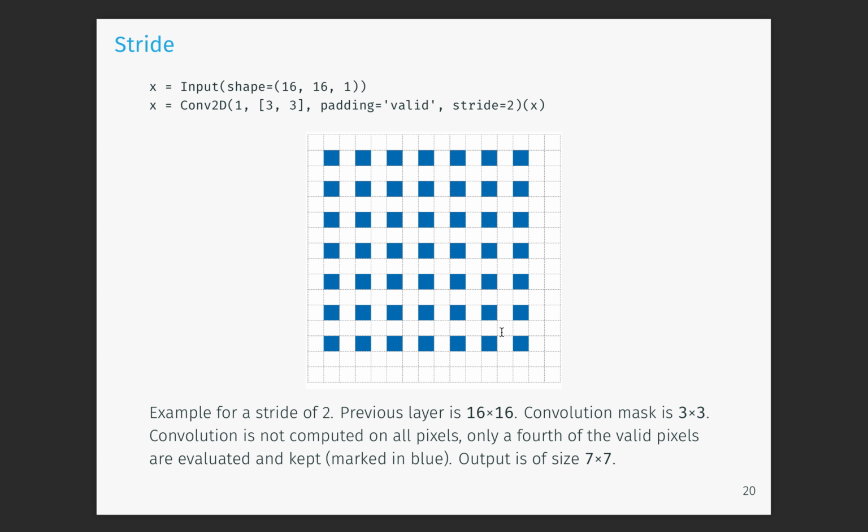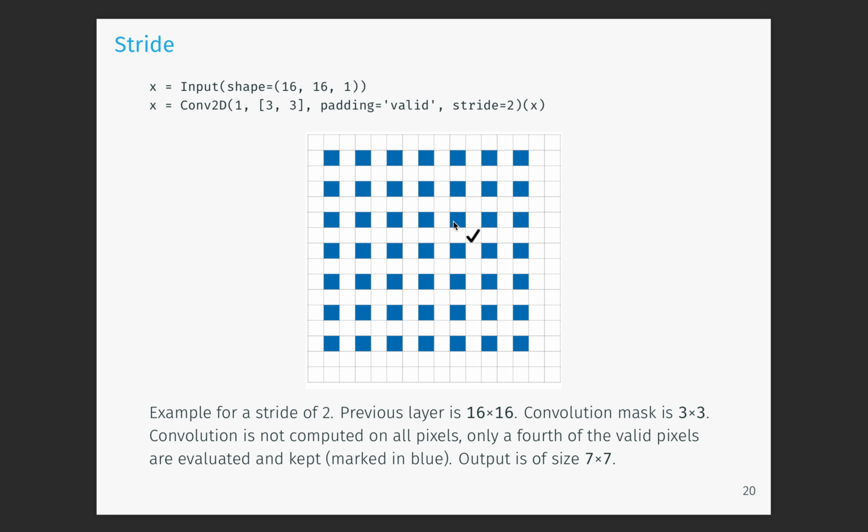So sorry. So let's look at stride. Here your picture is of size 16 by 16. All the white squares on the grid correspond to your input pixels, and in blue I showed the pixels that are actually processed. Here I set the stride to 2. That means that I'm only going to process every second pixel on the X and on the Y axis.